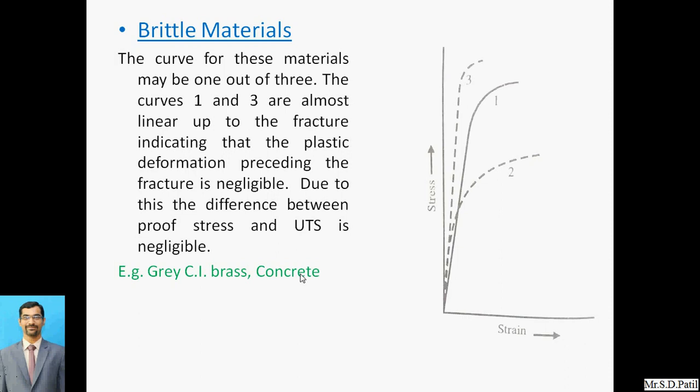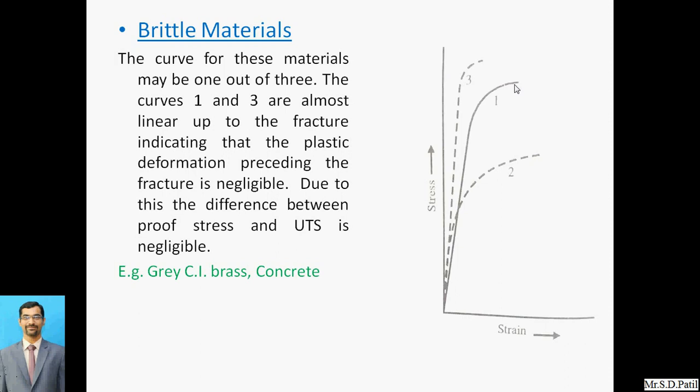So the 1 and 3 curve is very similar to the fracture, which indicates that the plastic deformation preceding the fracture is negligible. So there will not be any plastic deformation in these particular 1 and 3 curves. After the elastic limit, the stress remains constant, and suddenly, before any major plastic deformation or neck formation, that particular component has failed, or rupture has occurred.